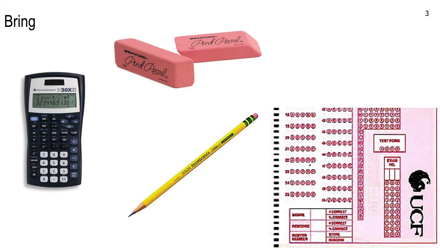Here are the things I want you to bring on Tuesday next week. Bring yourself a raspberry colored Scantron. It has the Pegasus logo for UCF on it. And it has 50 questions on the front, in two columns, and then 50 on the back. Now for a midterm like exam X, we'll use the front. And on the final, we'll most likely use both sides.